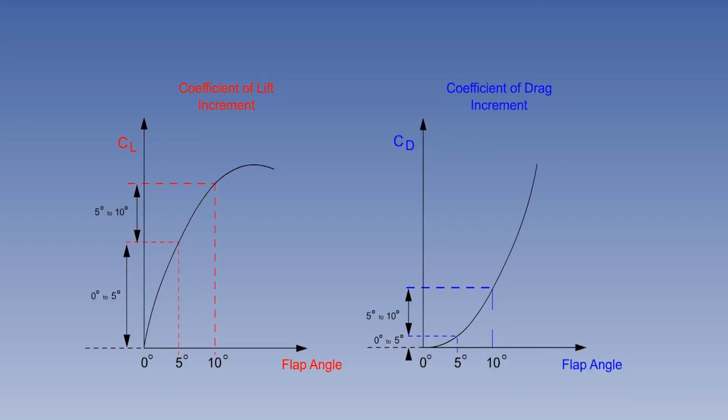As the flap angle is increased, there will be a progressively smaller increase in lift coefficient and a larger increase in drag coefficient. This is the reason why the larger selections of flap are reserved for the landing approach, when a large amount of drag is a benefit. For takeoff, only the smaller flap angles are used, because drag must be kept to a minimum to optimize aircraft acceleration. This will be discussed in more detail in later lessons.